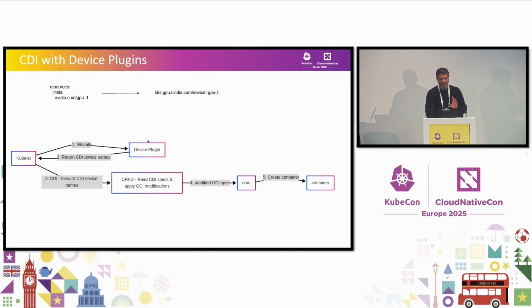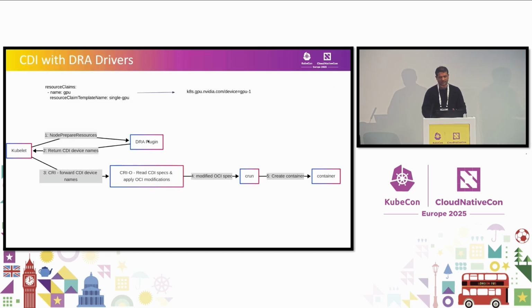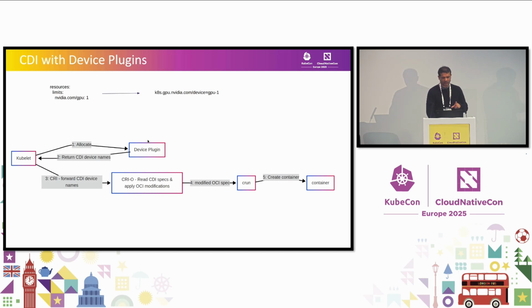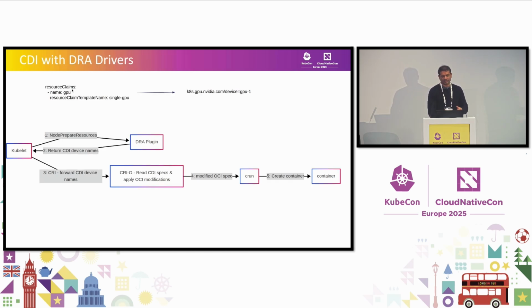So how does it look with the new DRA driver? In the old-style, classical device plugin, you have resources limits as the way of specifying the resources that a container needs. In DRA, you switch to using a resource claim. So you say resource claim GPU, a single GPU, and again it has to be translated to a fully qualified name that CRI-O can use in your device spec.